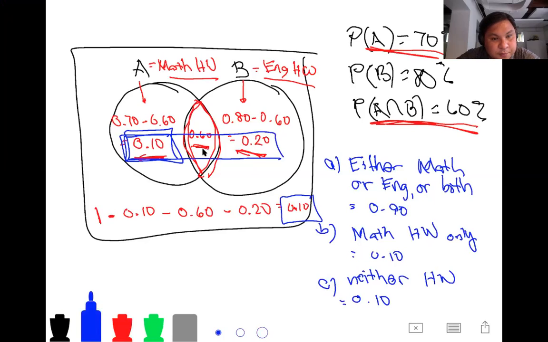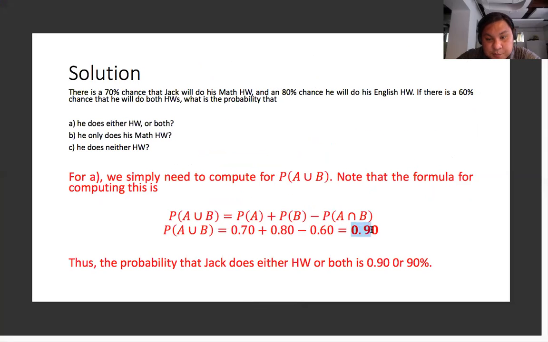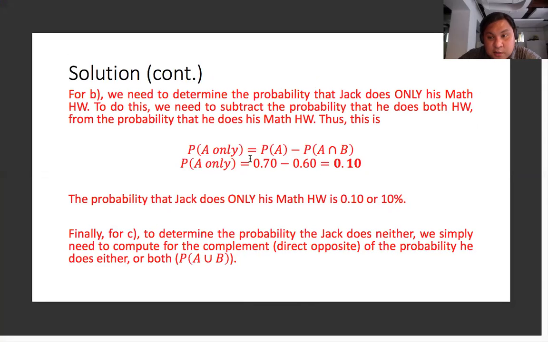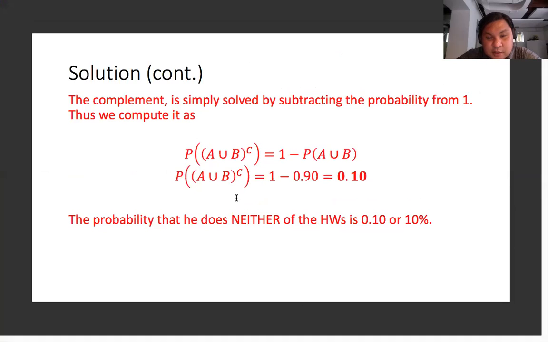So the first part is 90%, that he does either math or English or both. When he does only math, it's 10%, right? And finally, him doing neither homework is also 10%, right? Which matches the answers we got when we drew a Venn diagram. I hope you got those as well. Now let's move on to the next lesson.